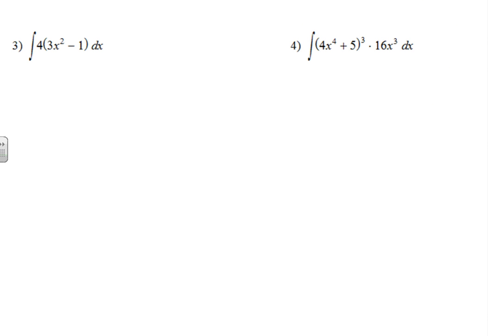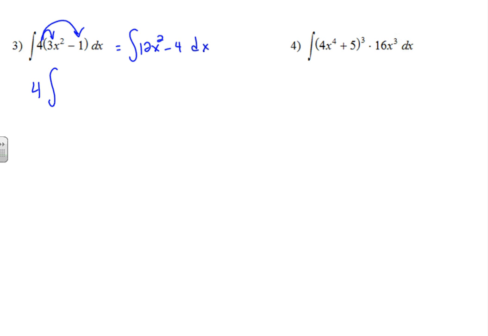Problem number 3, quite similar, actually probably easier than the one we just did. Go ahead and you could bring your 4 out front and do it at the end and make it an integral that looks like that, or if you'd rather, you could distribute it through and work with an integral that says 12x squared minus 4 dx. Either way, you'll get the same answer and should be fine. Stop the video if you want to do it right now and then come back on 4.